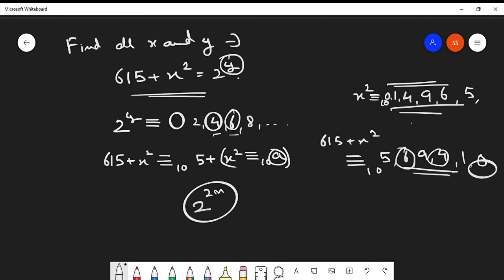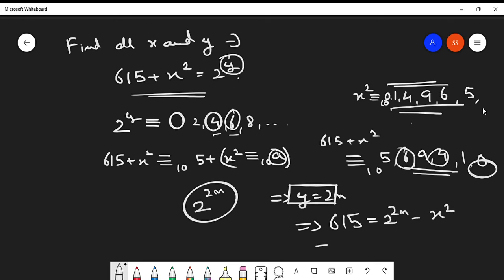Okay. So as I was telling, now 6 and 4 are the common remainders. Clear? Now let's check what happens. Therefore y is equal to some even number, 2 to the power n, and from here what do we get? That 615 is equal to 2 to the power 2n minus x square, and that implies 615 is equal to 2 to the power n minus x times 2 to the power n plus x.